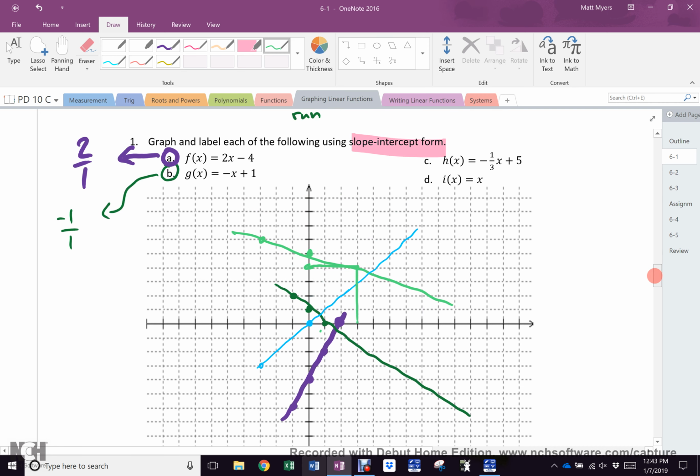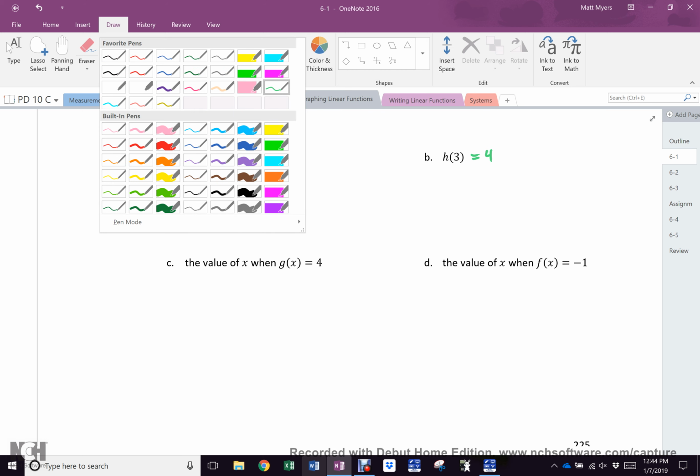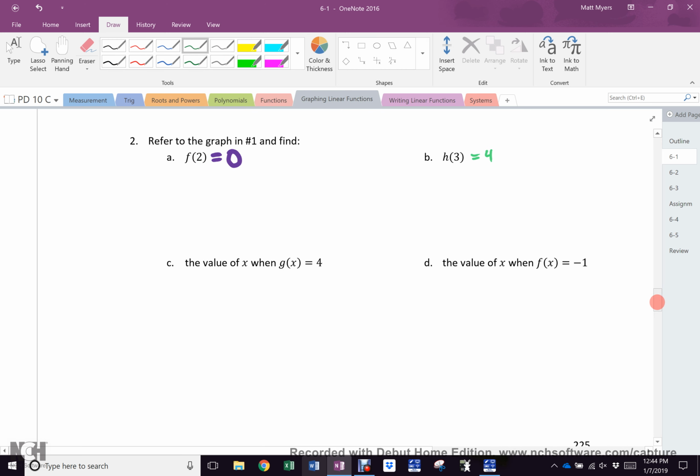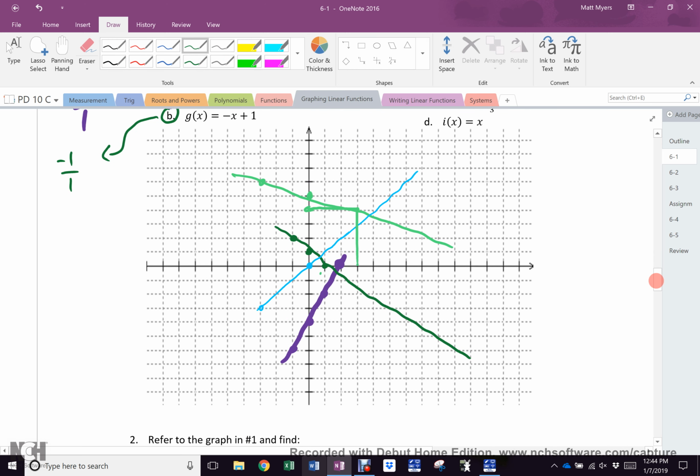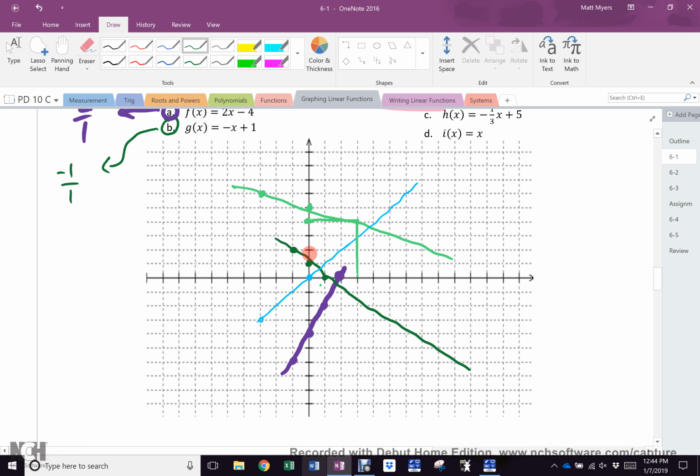What is the G function? Which is G? Dark green. What am I looking for? I need an X value. I have a Y value, which is what? 4. So I go up to 1, 2, 3, 4. Here is the level I have to be at.